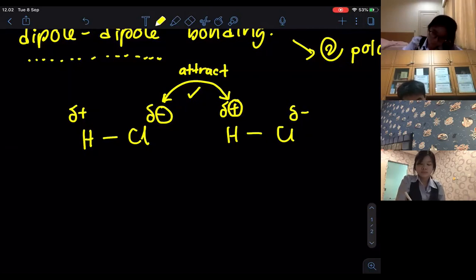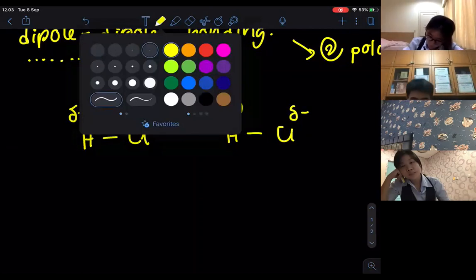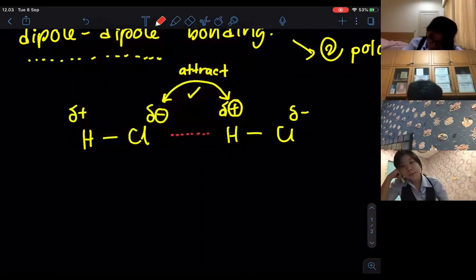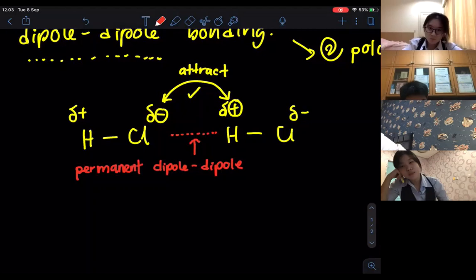So this is going to be the bonding between the delta negative and the delta positive, or to be exact, it's the bonding between hydrogen and the Cl over here. And this is the bonding that I refer to as dipole-dipole bonding. And since the positive and negative is always going to be there, this one is going to be named as permanent dipole-dipole bonding.